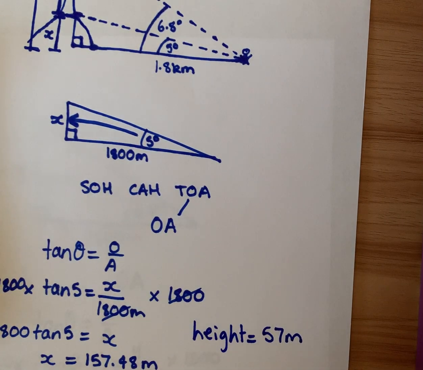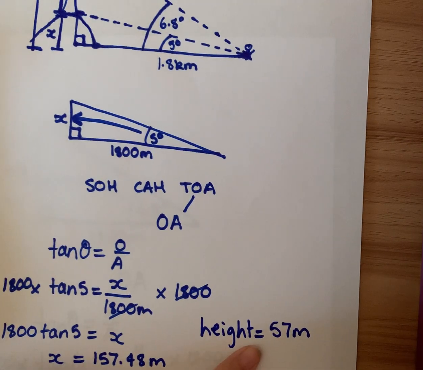I think the textbook says 58 meters, but that's just because of rounding off. I think 57 is actually a more accurate answer. So you might get your answer slightly off, and it's just because of rounding that you did throughout the question.